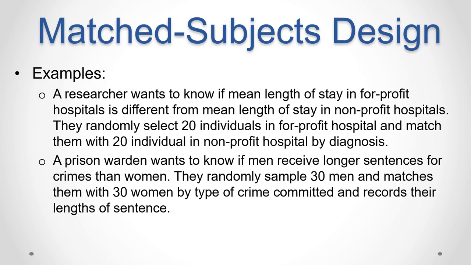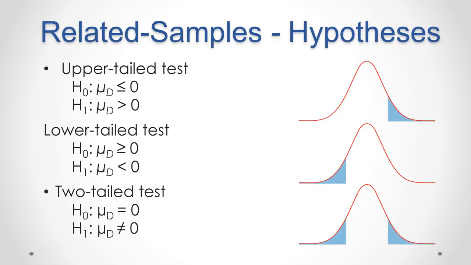The related samples hypothesis test follows the same 4-step procedure we outlined in Chapter 8 and in our previous chapter on independent samples. Step 1, state hypotheses. For related samples t-test, the null hypothesis states that there is no mean difference. On this slide, I have provided the hypotheses for upper-tailed tests, lower-tailed tests, and two-tailed tests.